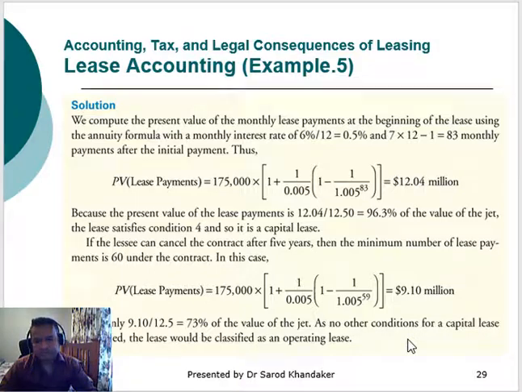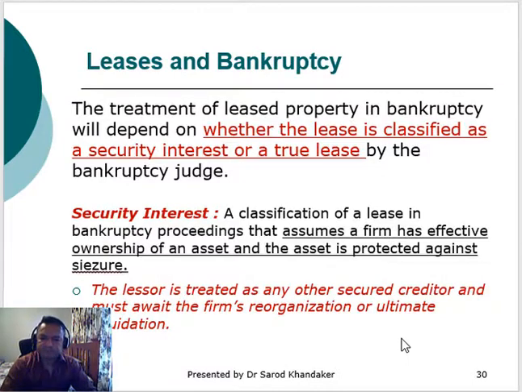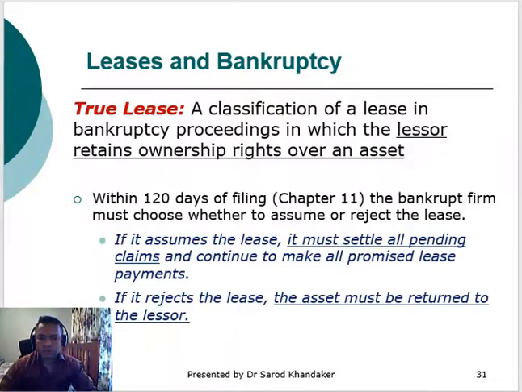Lease and bankruptcy. The treatment of the leased property in bankruptcy will depend on whether the lease is classified as a security interest or a true lease by the bankruptcy judge. Now, what is a security interest? It is a classification of a lease in a bankruptcy proceeding that assumes a firm has effective ownership of an asset, and the asset is protected against seizure.